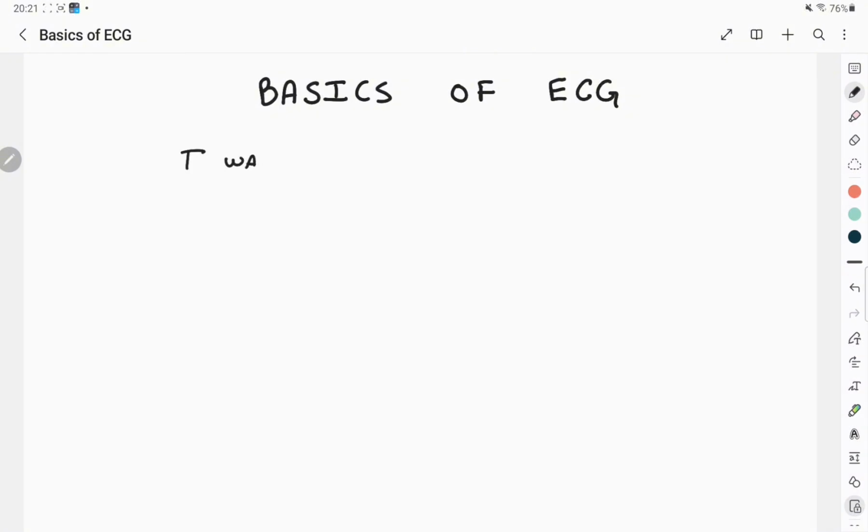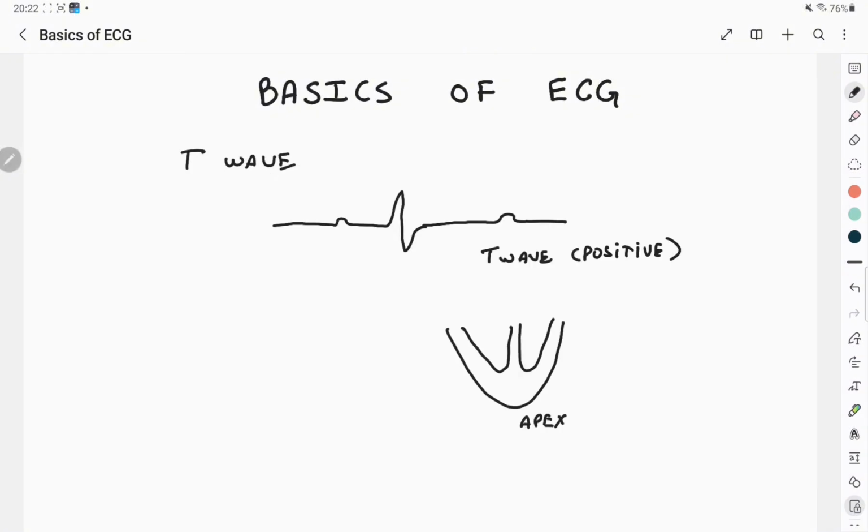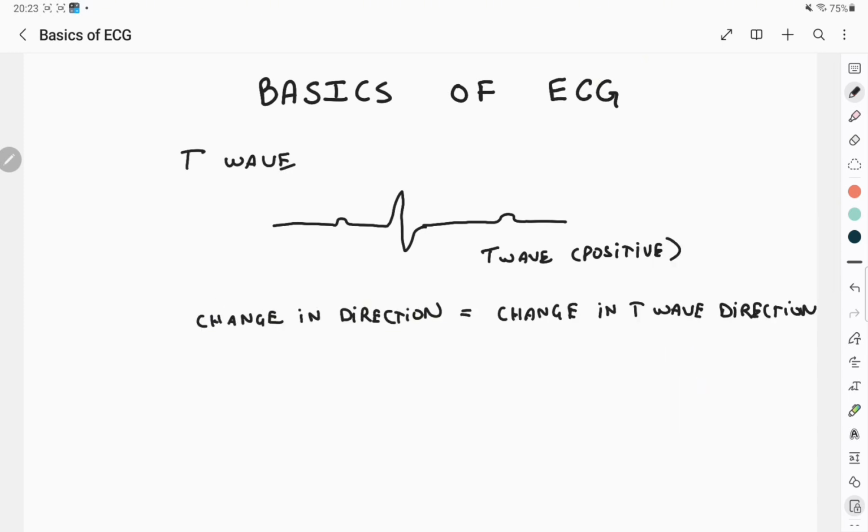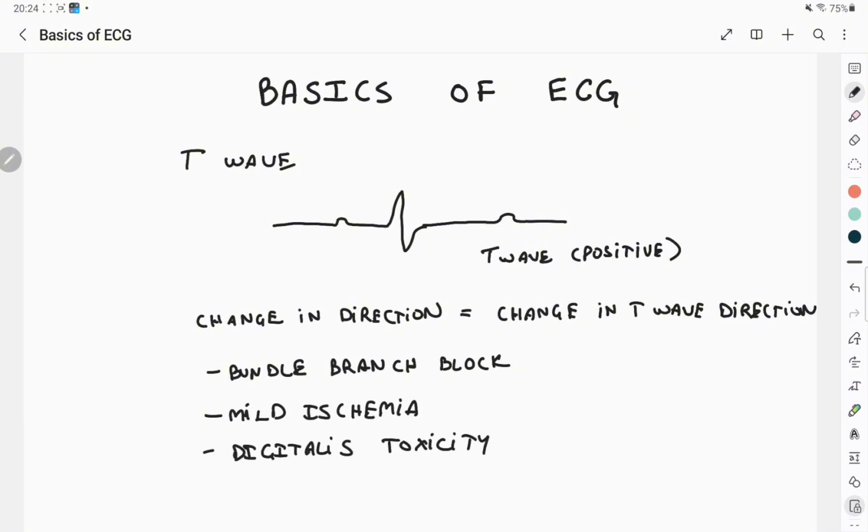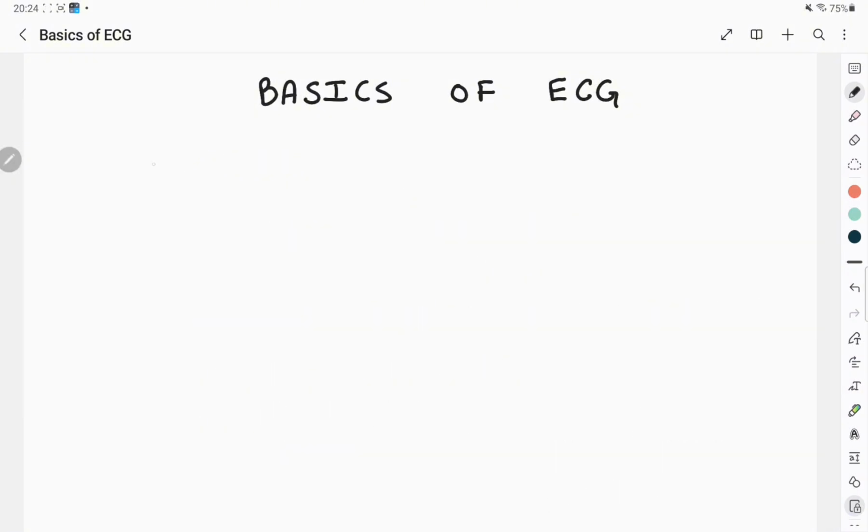Now let's talk about the T wave. The normal T wave is positive because the outside apex of the heart resets before the inner endocardial layers. If this sequence is ruined, such as in bundle branch blocks, mild ischemia, and digitalis toxicity, the T wave flips upside down and this is called T wave inversion.